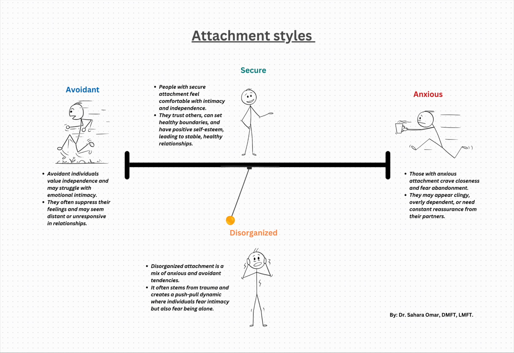My name is Dr. Sahara Omar. I am a licensed marriage and family therapist practicing here in the state of Texas. And in today's video, I wanted to share with you guys what attachment styles are, how these attachment styles are formed, and also which attachment style you yourself are, and teach you guys how to come out of these attachment styles and learn how to be a little bit more secure, which is the healthiest form of our attachment styles.